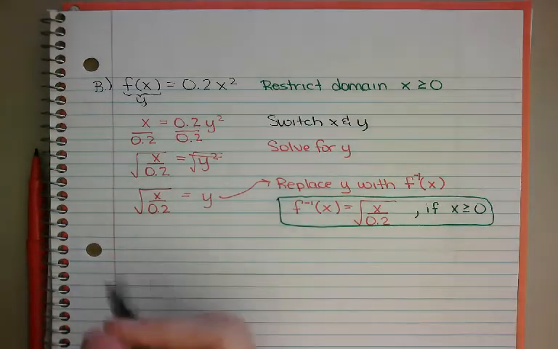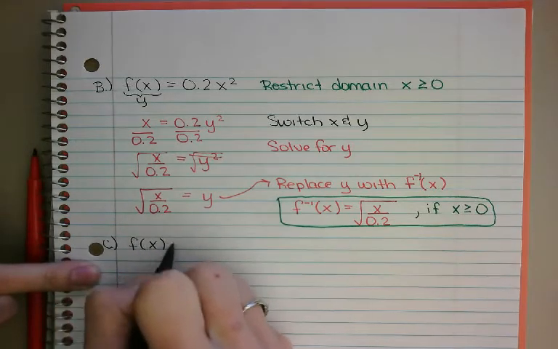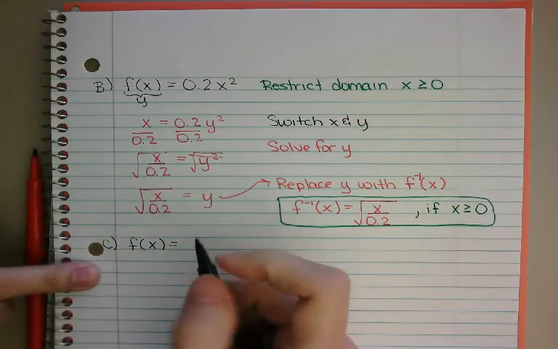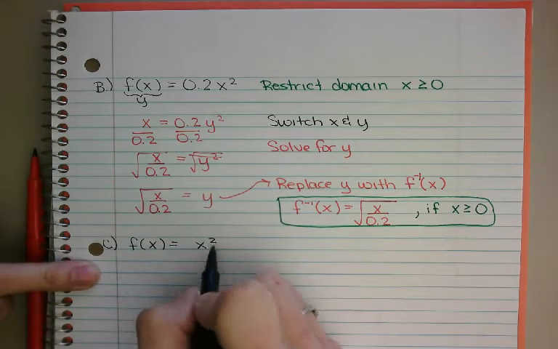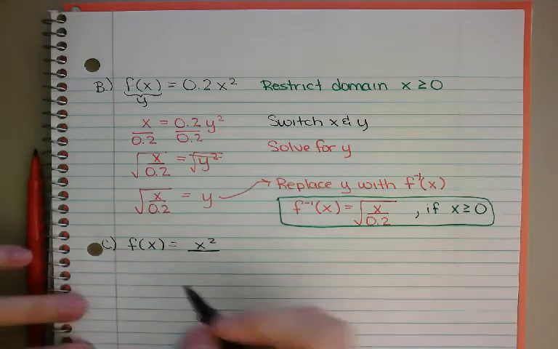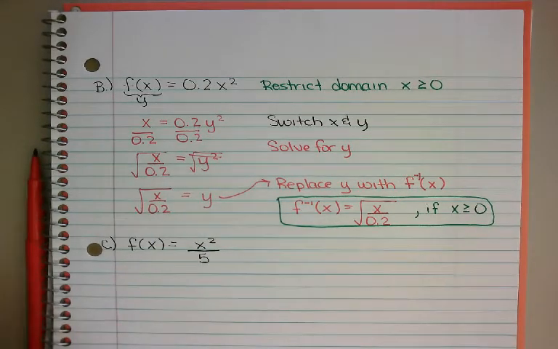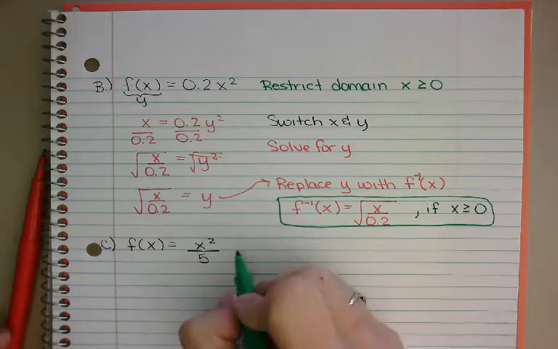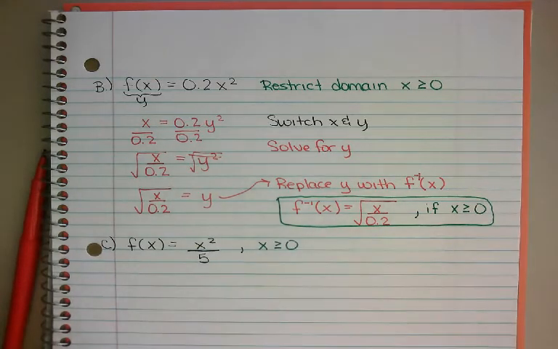All right, let's try one more. F of x equals x squared over 5. And again, I'm going to restrict the domain. The x's are going to be greater than or equal to 0, so we don't have that many-to-one function.